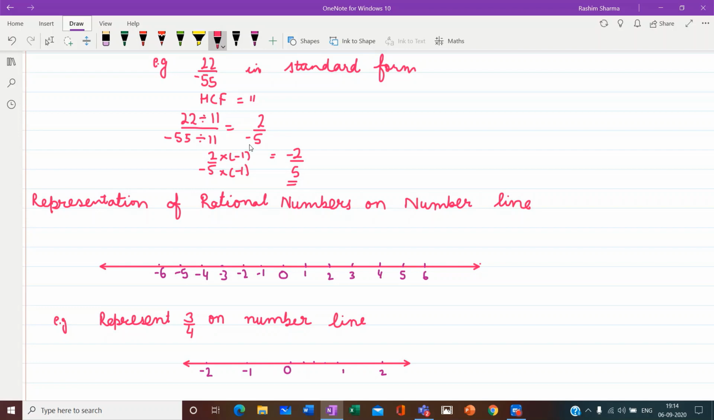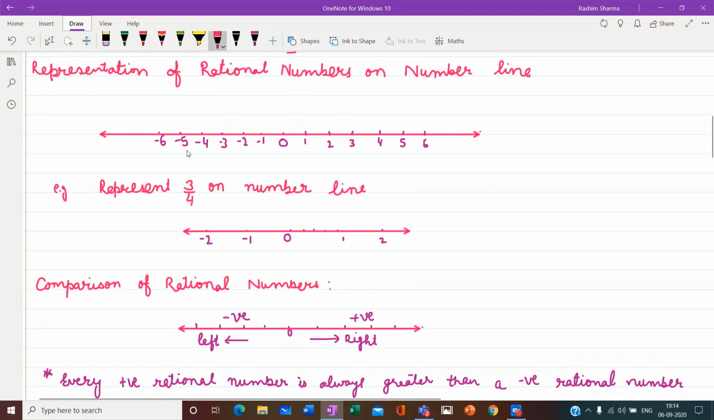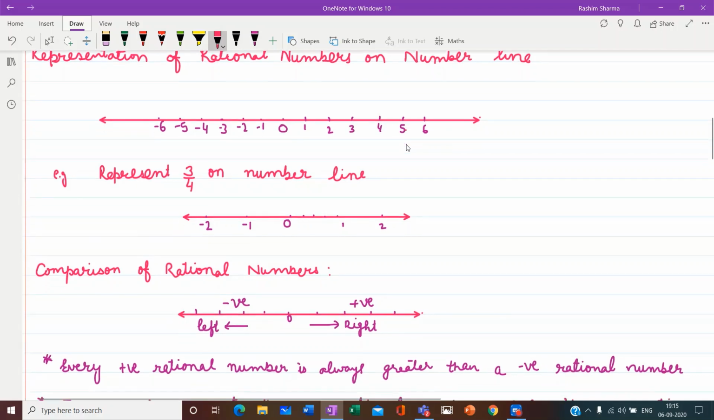Next we have representation of a rational number on the number line. Now first you need to understand what a number line is. Here we can see a line. In the middle of it we have 0, and towards the right of 0 we have all positive numbers, and towards the left we have all negative numbers. As we move from 0 to its left we get -1, -2, -3, and when we move from 0 to its right we get 1, 2, 3, 4, 5, and so on. Now, the need is to understand how to represent a rational number on the number line.